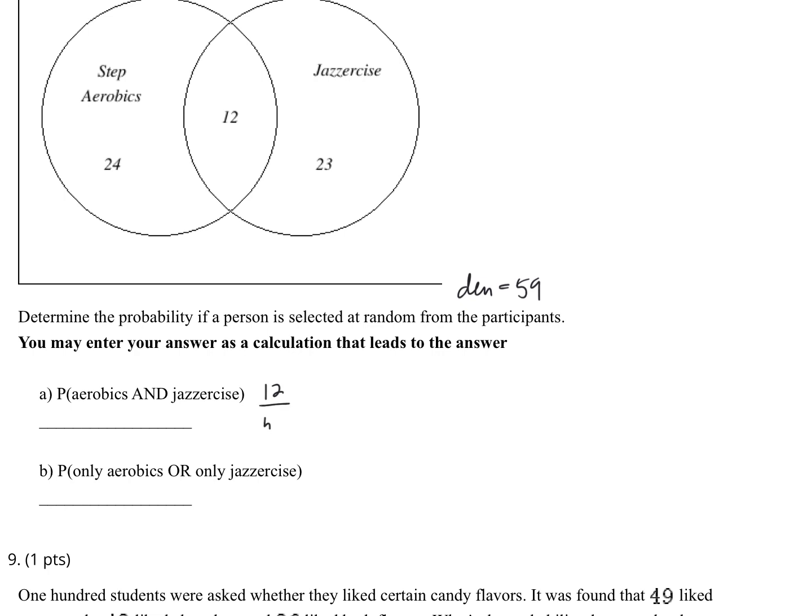12 out of 59. If you want to give it as a decimal, you may enter your answer as a calculation that leads to the answer. Okay, so that means you can put it as a fraction. So 12 out of 59 would be the answer. If you needed a decimal approximation, we could say 0.203, depending on where it said to round, but this one is asking for the fraction. Part B, the probability of only aerobics or only jazzercise. That would be the 2 outside numbers, 24 plus 23, so that would be 47 out of 59.